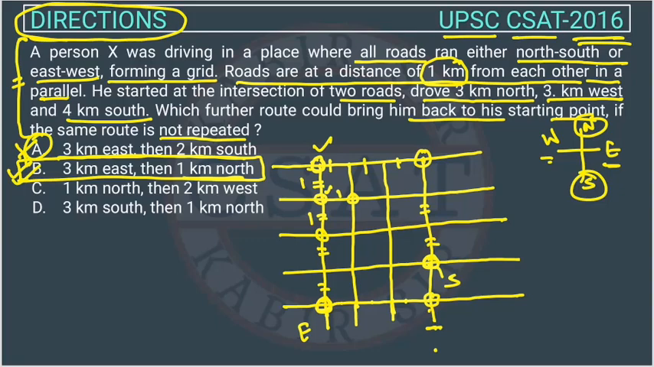But let's check the other options also, like 1 km north. So this is 1 km reaching here, and then 2 km west. West means he is going this side, right? So he will reach here. So this cannot be the answer, option C.